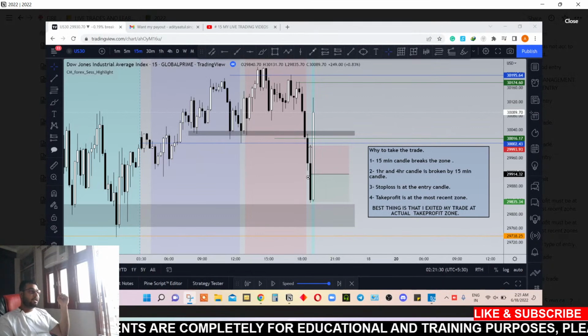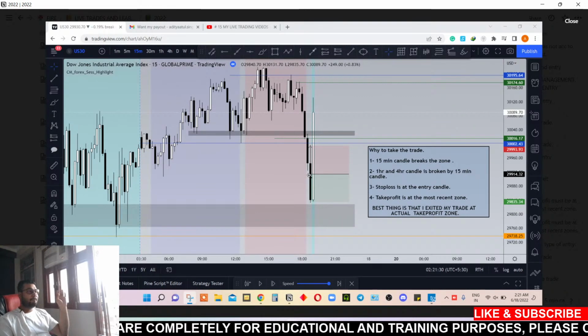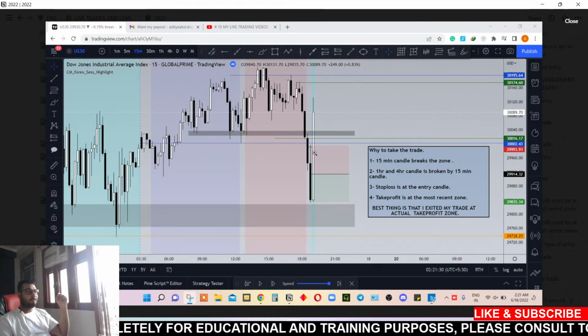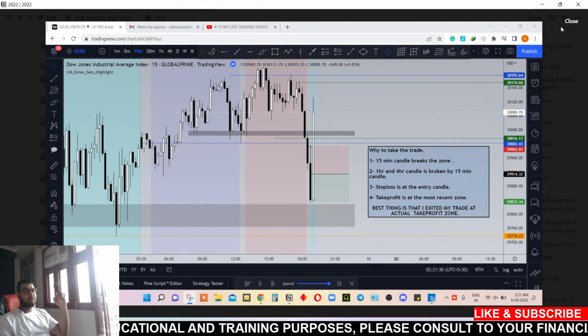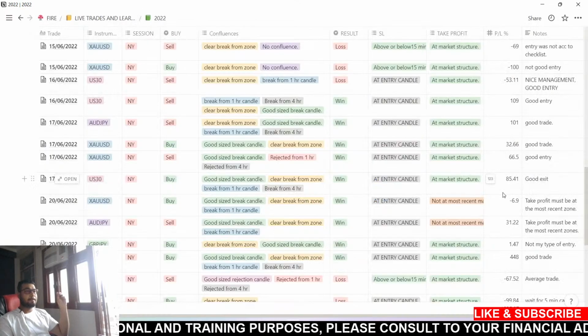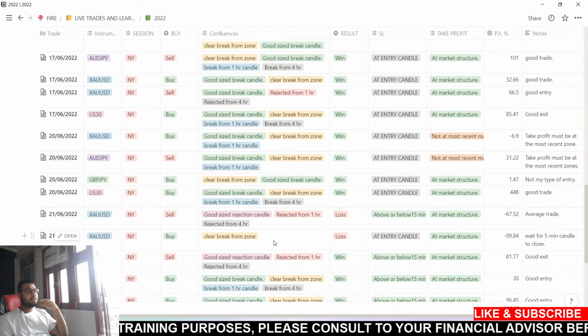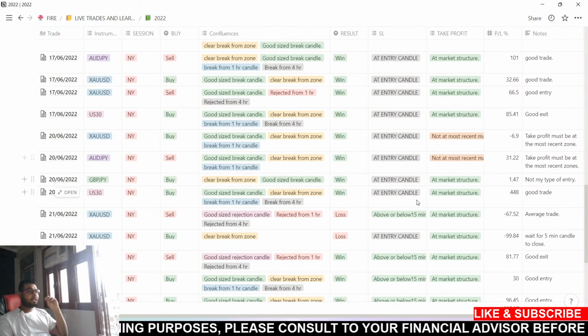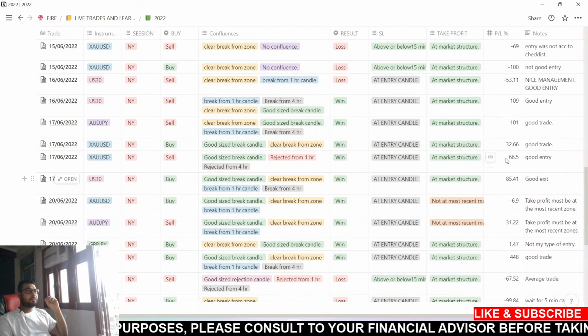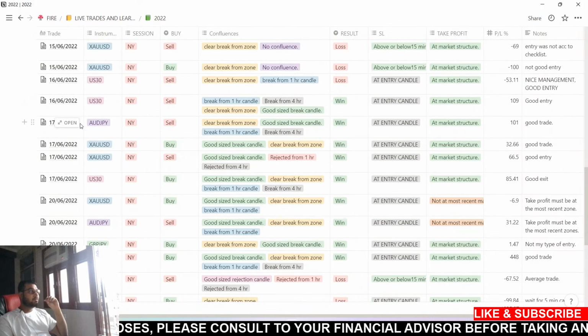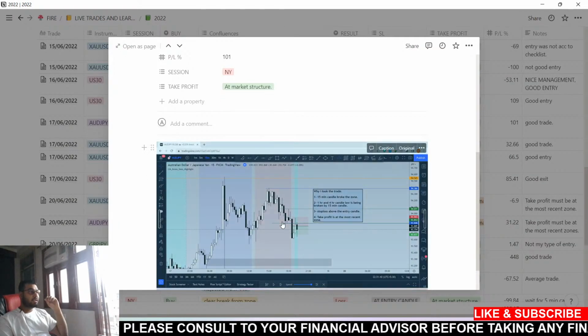See, I take the entry at around this area, that was okay. I placed my stop loss just above the entry candle. And it gave me a nice, almost not 1:1, but almost 1:1. So that is the thing where I saw some positive things.